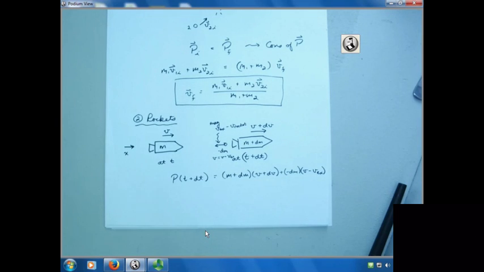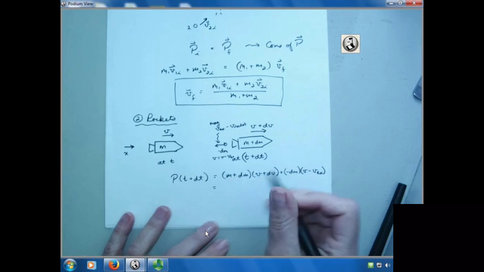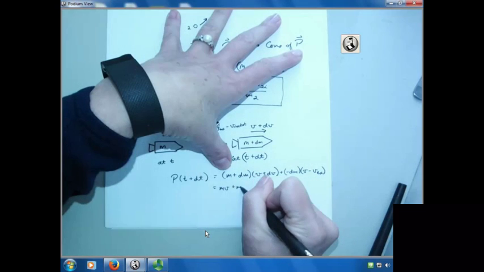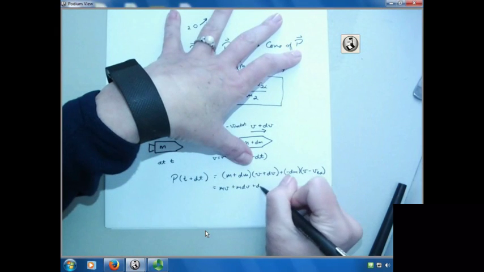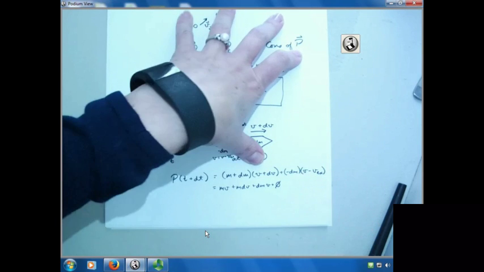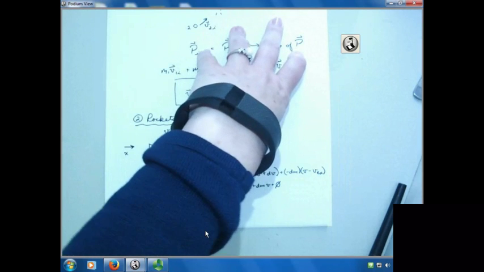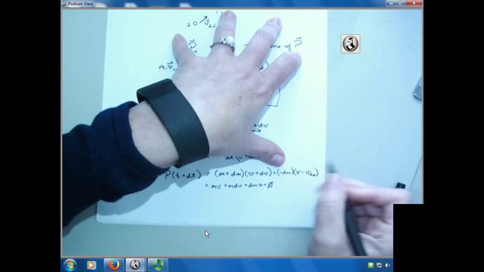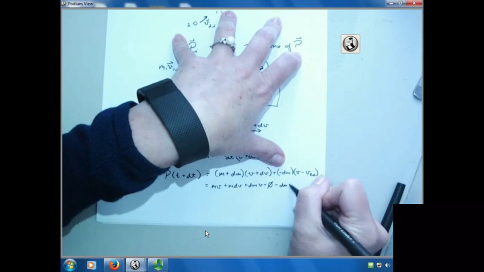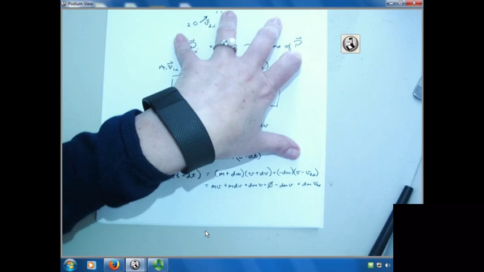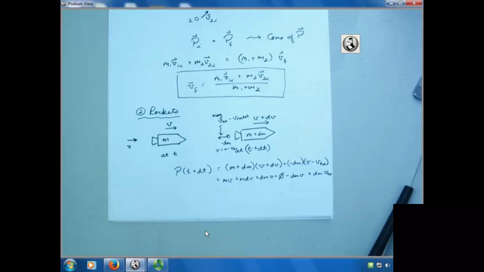All right, now I'm going to go ahead and do just the algebra. So I'm going to distribute this guy. So I get mv plus m dv plus dm v plus dm dv, which will be negligible because they're both incrementally small. So the product of the two will be negligible compared to all the other terms, or infinitesimally small, I should say, sorry. So minus dm v plus dm times v exhaust. That's the relative velocity at which the exhaust is expelled from the rocket.